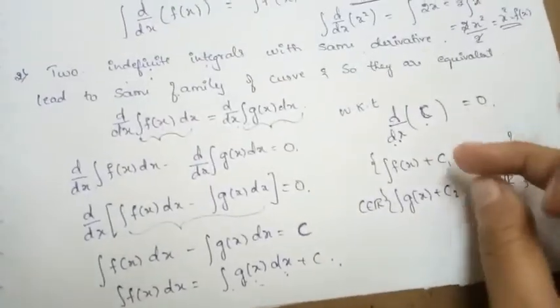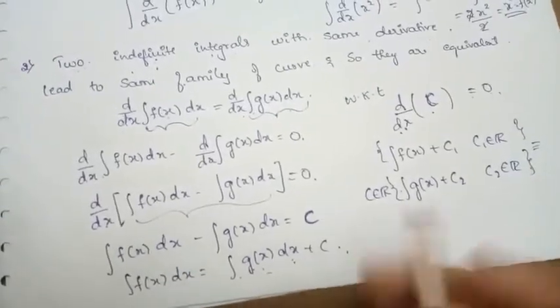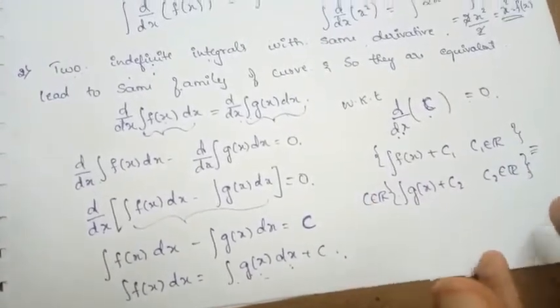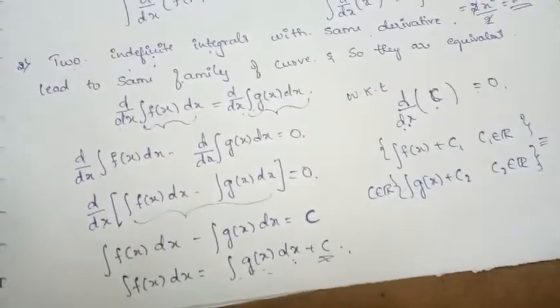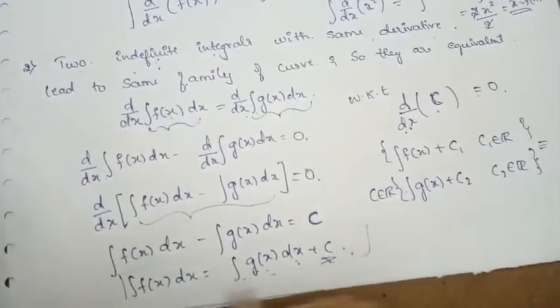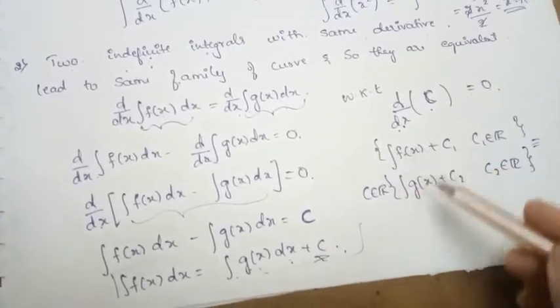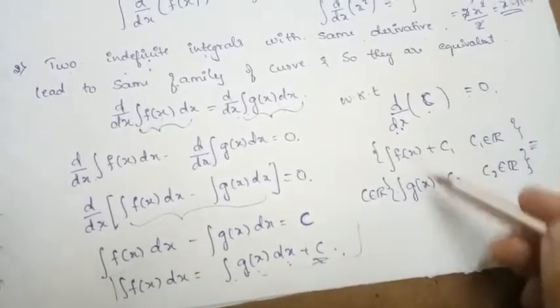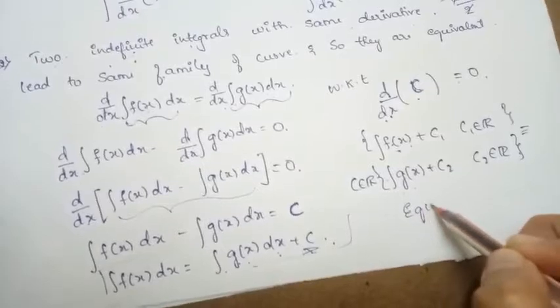Since these are real numbers, if I bring c1 plus or minus c2, we are going to get a real number. So together I have represented it with c. So these two become the two identical curves. So clearly integration of f of x and integration of g of x, both are indefinite integrals which are equivalent.